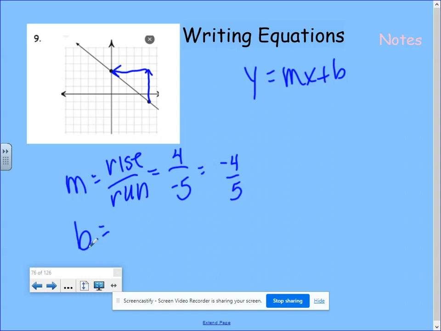So to find my b, well, I could use that new little technique. I could name one of my x and y points and use my m, but trick in this game, I know that the y-intercept is where the line touches the y-axis, and that's what b stands for, the y-intercept. So I'm going to count. Here's 0. That's my origin. 1, 2, 3. I know that my b is 3. Y equals -4/5 x plus 3.